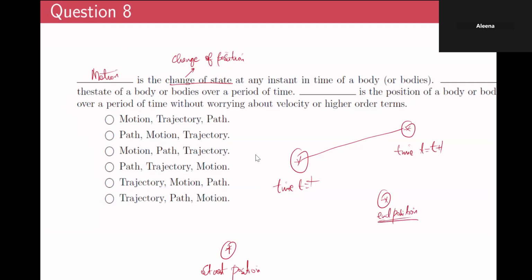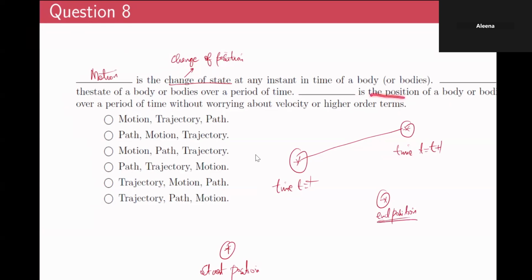So according to the third statement, dash is the position of body or bodies over a period of time without worrying about velocity or higher order terms. So we have all the information between the start and the end position, all these intermediate positions, but we don't know the velocities or higher order terms. We don't know the velocities at each of these points.